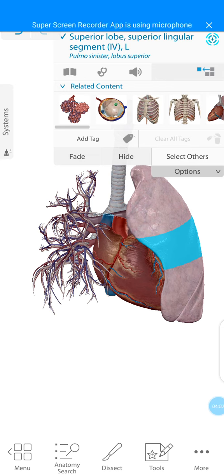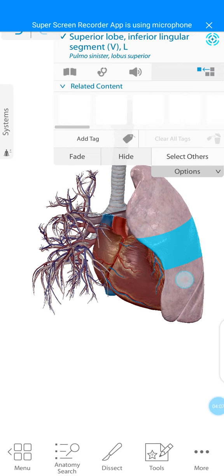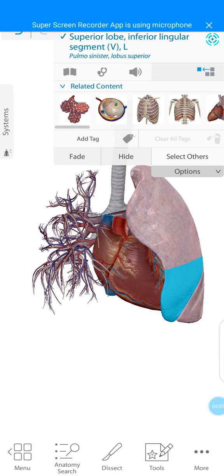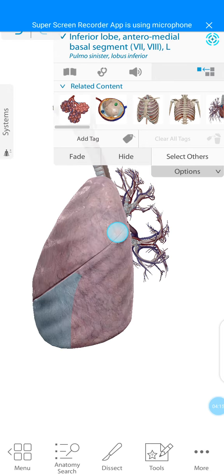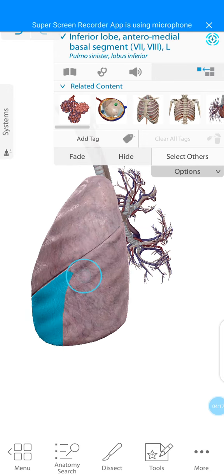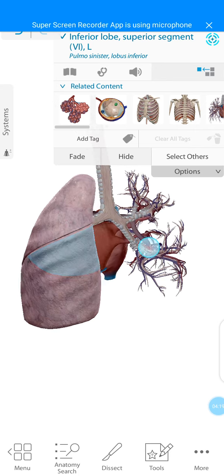Inferior lobe, superior segment 6, segment 10, segment 9, segment 2, and its segment 3.